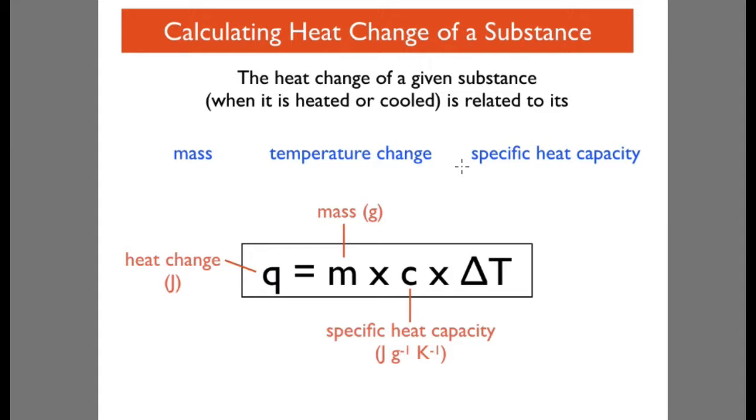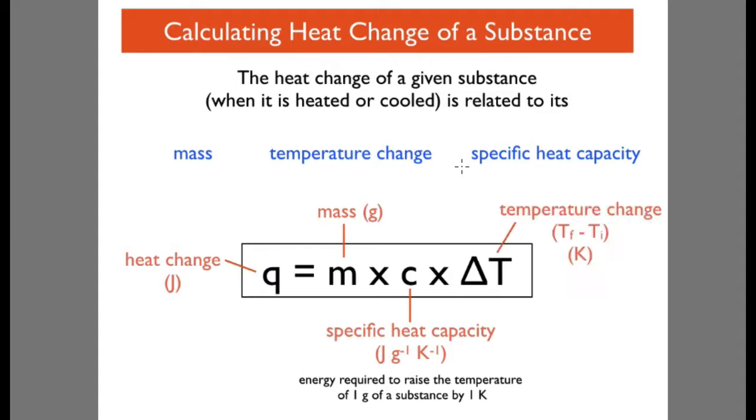C is the specific heat capacity. That's joules per gram per Kelvin. And that just tells us it's the energy required to raise the temperature of 1 gram of a substance by 1 Kelvin. And finally, we've got the temperature change. So that'll be the final temperature, subtract the initial temperature in Kelvin. But because it's temperature change, often it's given in Celsius, and it makes no difference it being change.